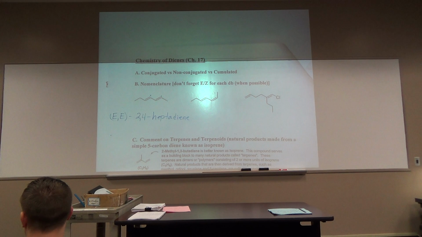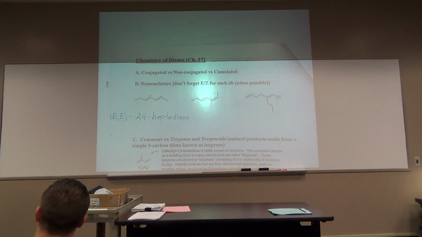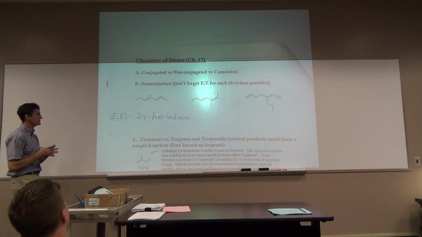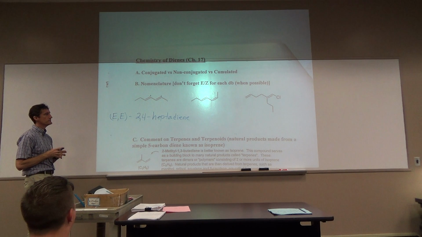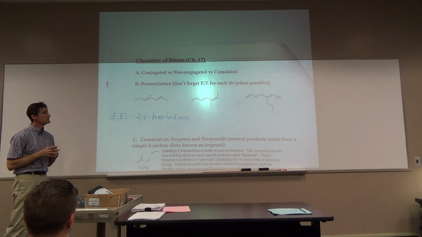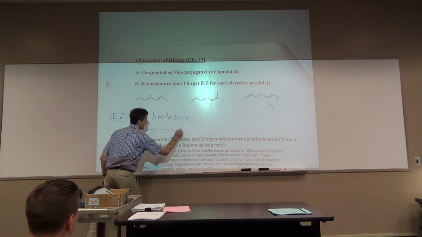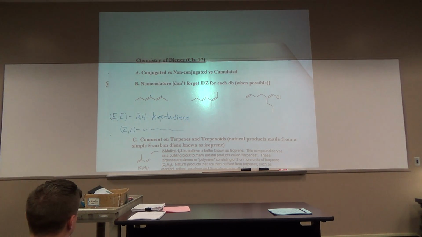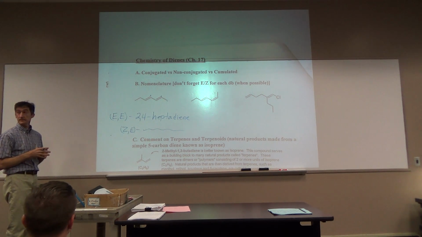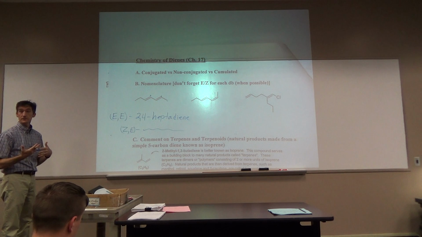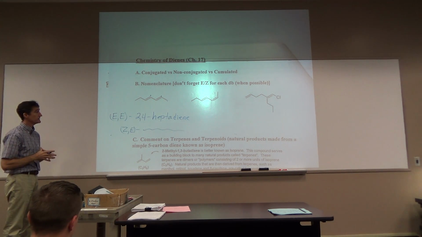Questions? No, typically you want to put both. If you just put one, somebody's going to ask you, what about the other one? Or which one are you referring to? So it's like this. So what's the second compound? Z. Z, comma E. Same exact name. Those two compounds are stereoisomers. Same exact name, they just differ by what? Stereochemical descriptors. Everybody seeing that? Yeah? We're building on our alkene nomenclature, EZ. Just taking it now to dienes.